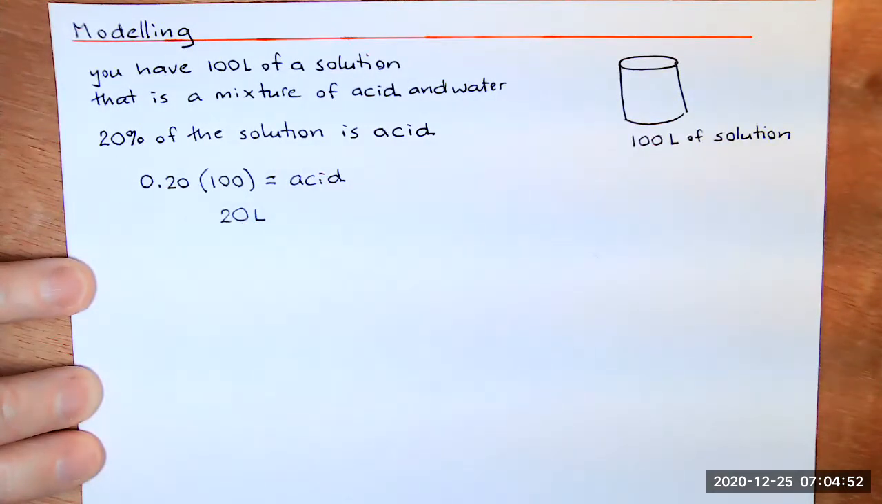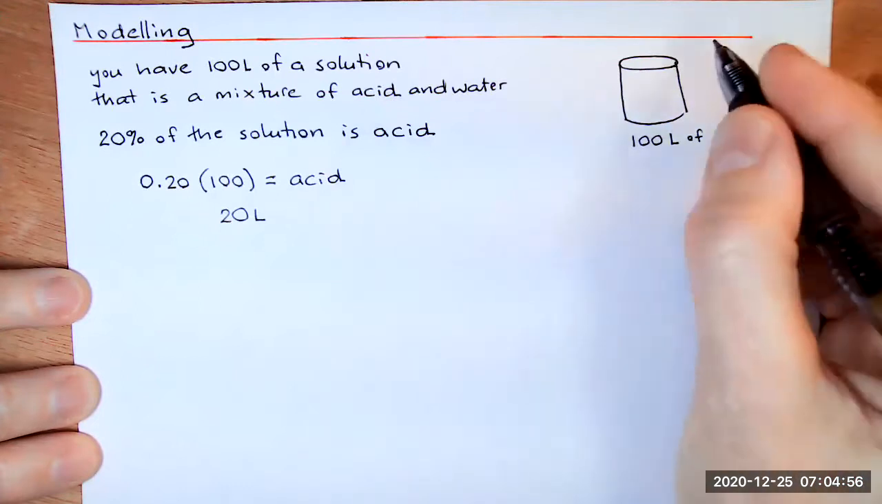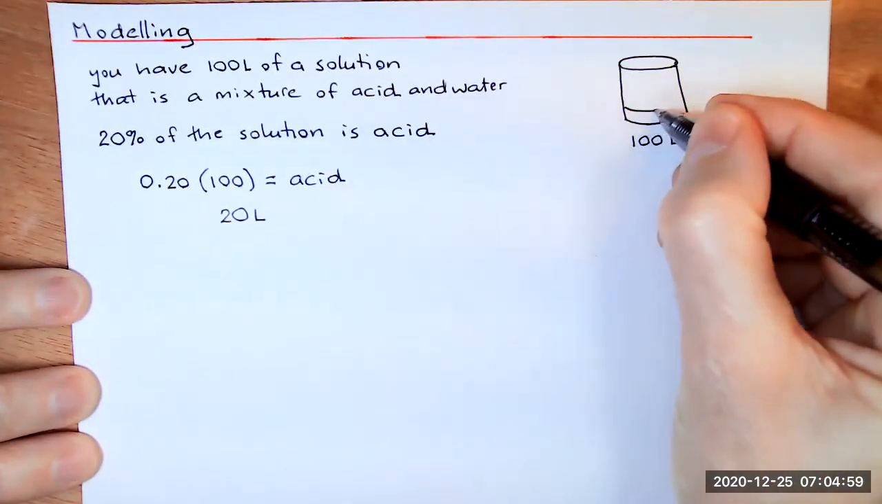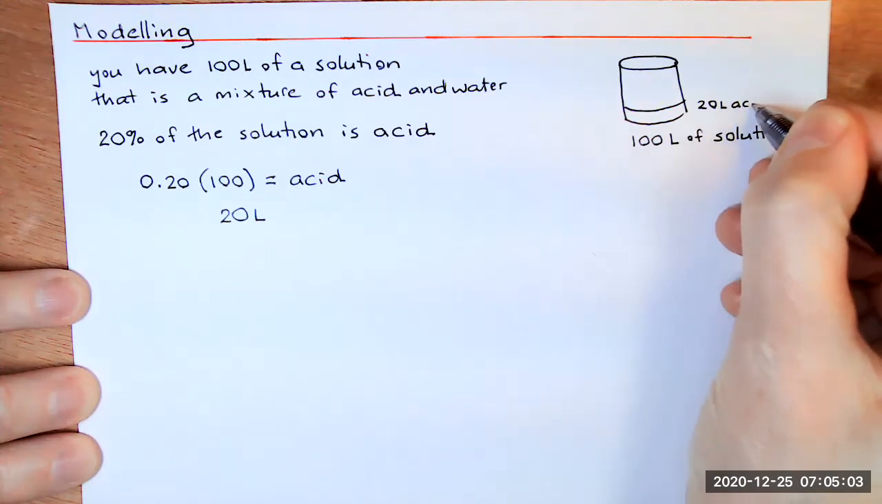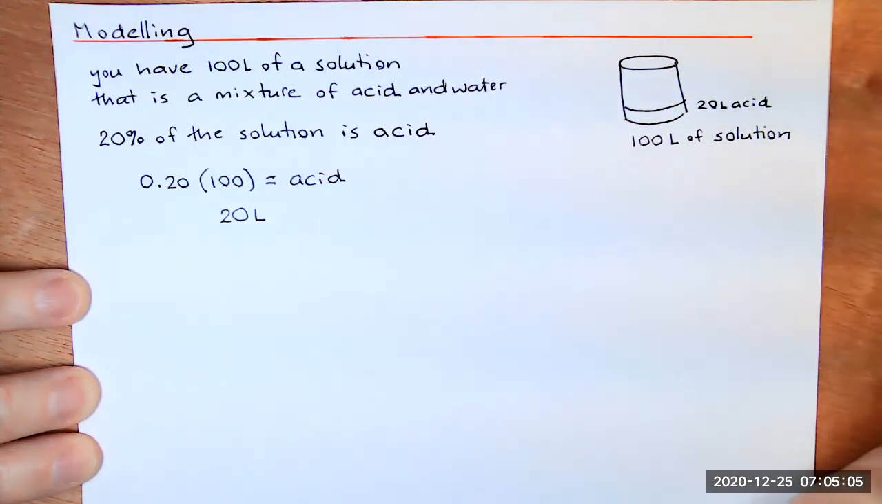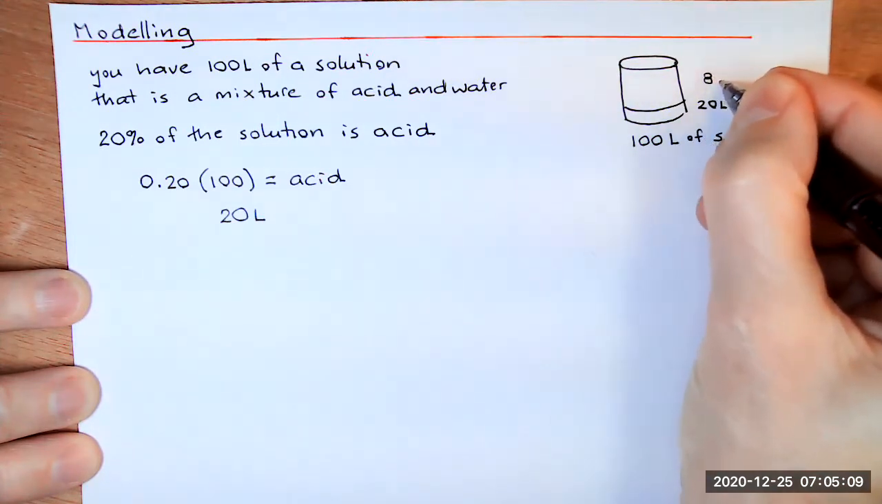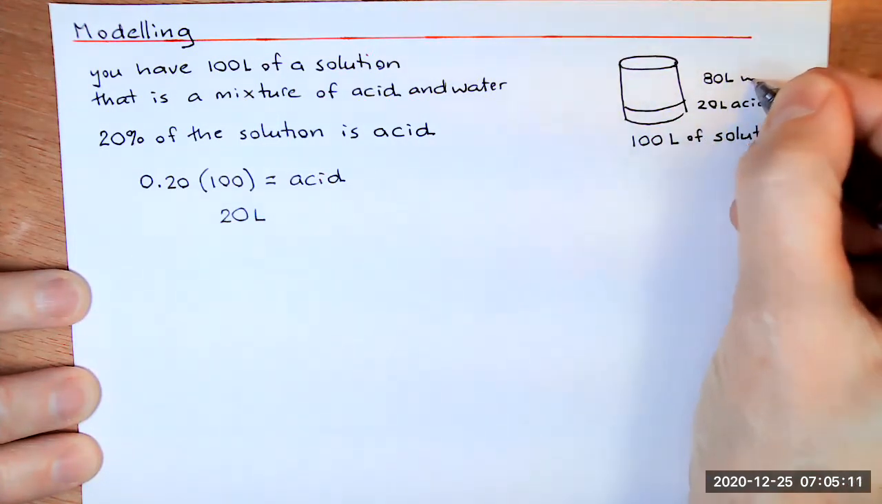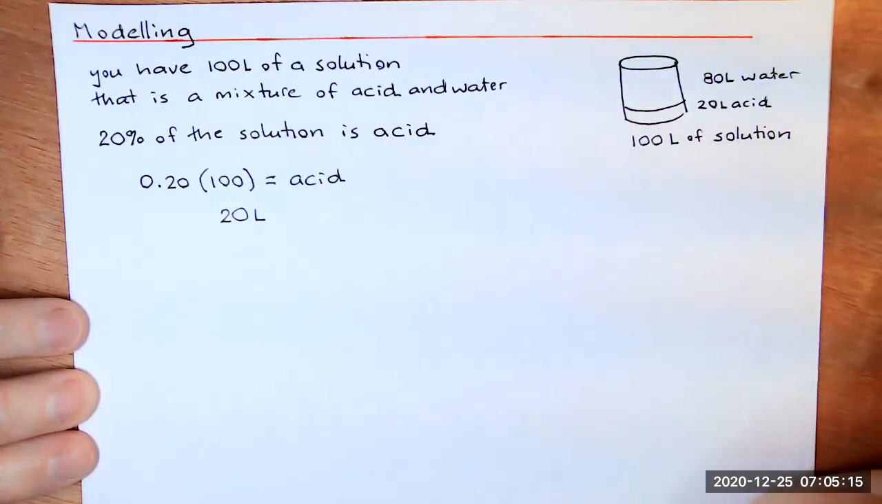So we have 20 liters of acid, and if it's a mixture of acid and water, well, if 20 liters of it is acid, how much is water? Right, the rest of it, or 80 liters, is water. Let's do another warm-up problem.